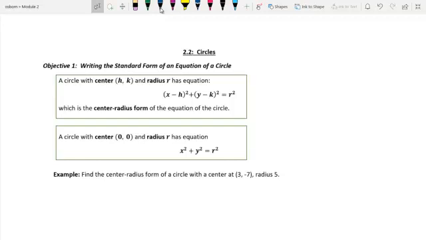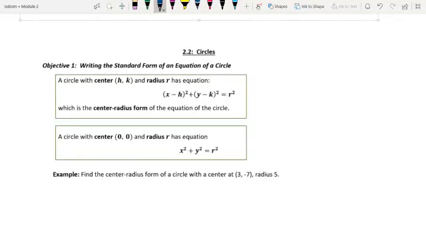Now we're going to talk about circles. A circle with center (h, k) and radius r has equation (x - h)² + (y - k)² = r², which is the center-radius form of the equation of the circle. Now, if the center is the origin, in other words (0, 0), then it makes sense that the formula for the circle would be x² + y² = r², because h and k would both be 0.